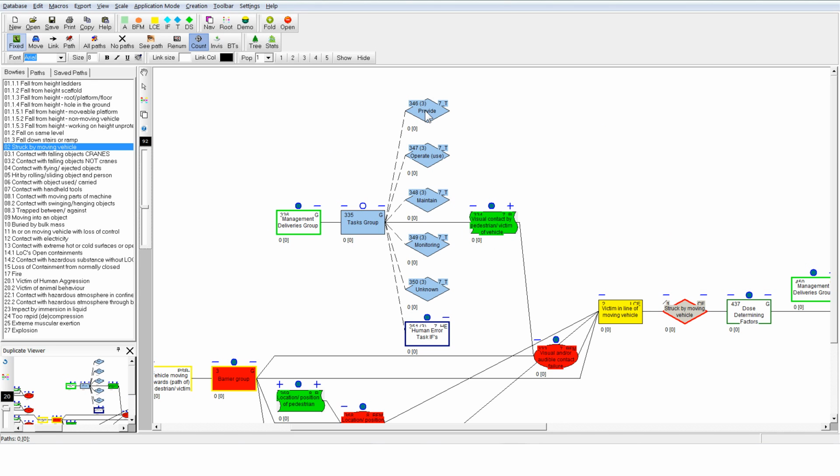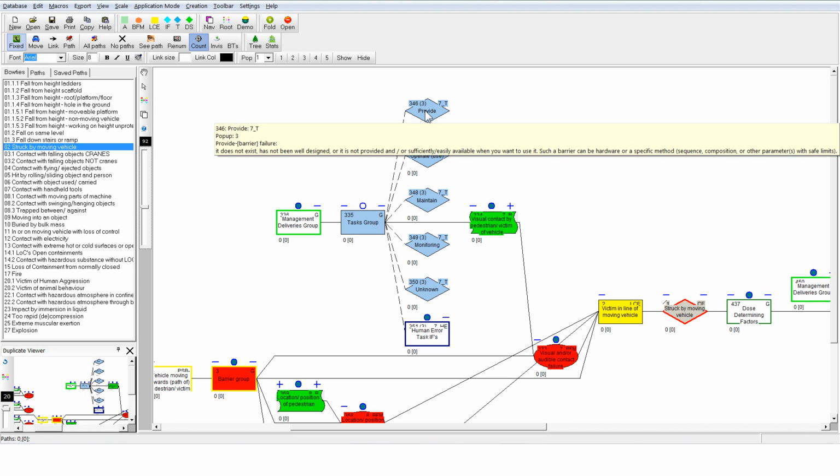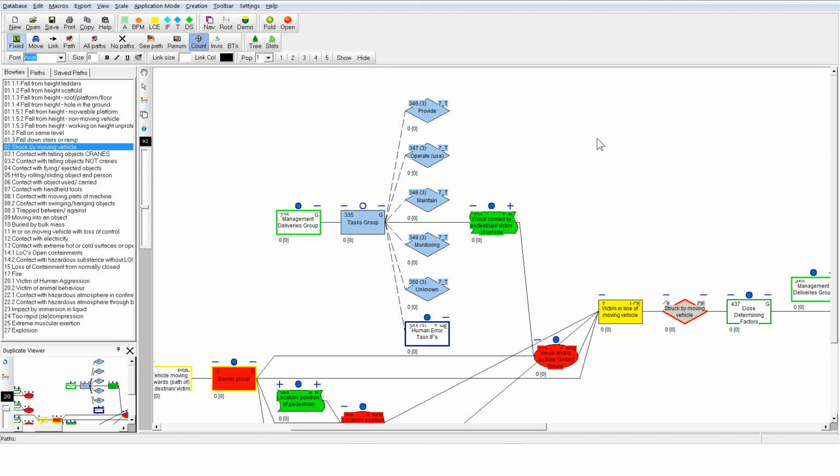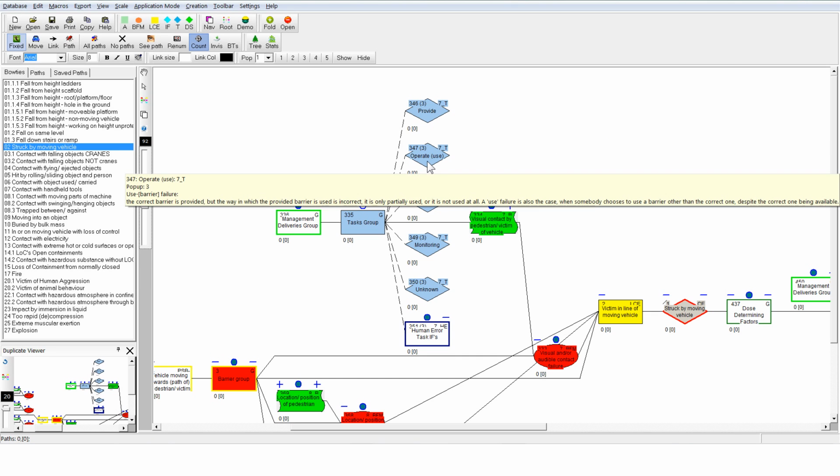If a barrier is not provided or does not exist, the accident path moves through the provide box. Perhaps in this case, for example, there was no way the victim could have seen the oncoming vehicle. If a barrier is provided but not used, the path moves through the operate or use box. So perhaps the driver signaled adequately for the victim to see the vehicle, but the victim simply didn't.